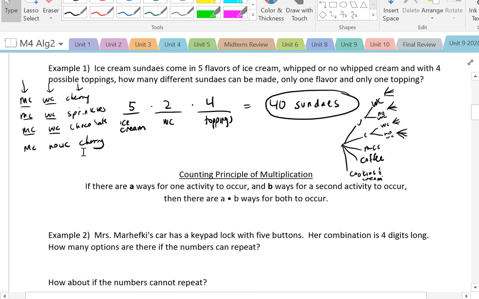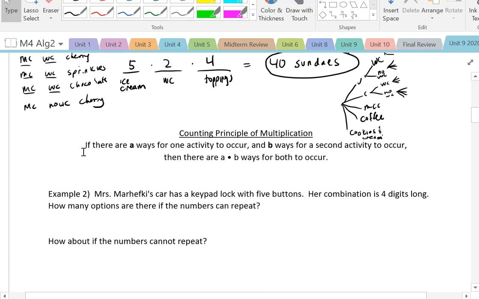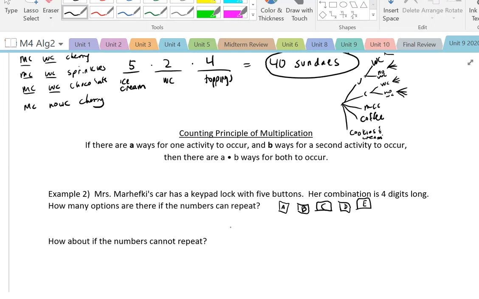Ms. Marhefke's car has a keypad lock on the outside with 5 buttons. True story. Her combination is 4 digits long. How many options are there if the numbers can repeat? So it's like I have A, B, C, D, and E, and I drew them as buttons. And I want to know how many different combinations can I make that are 4 digits long.